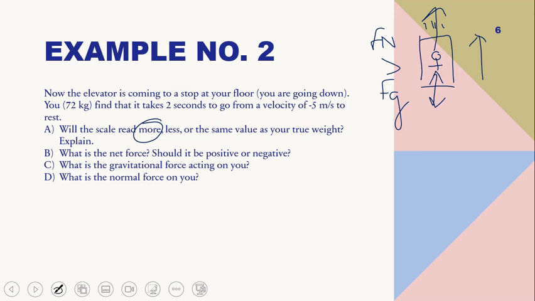For part B, they're asking us what the net force is, and whether it should be positive or negative. Now, to find the net force, we need to know the mass and the acceleration per Newton's second law.